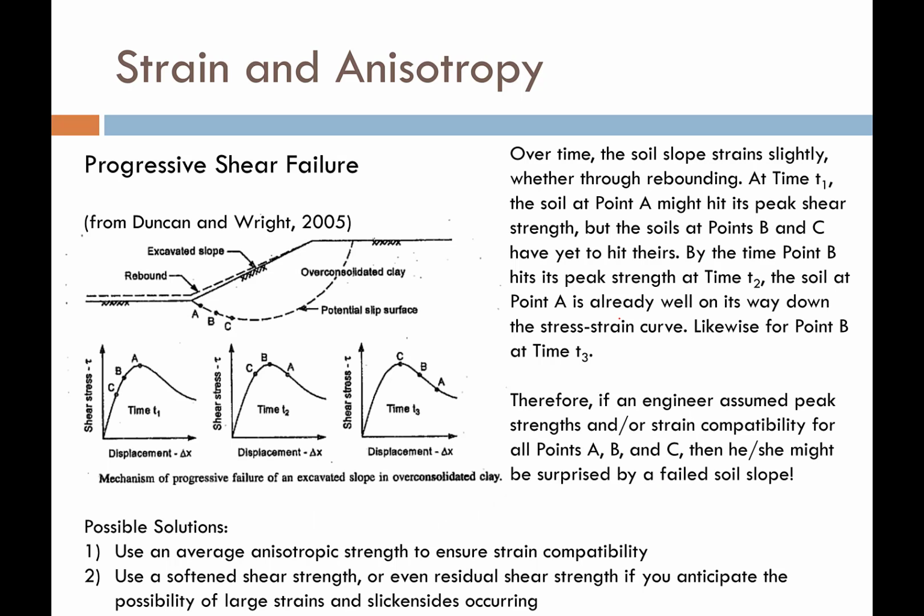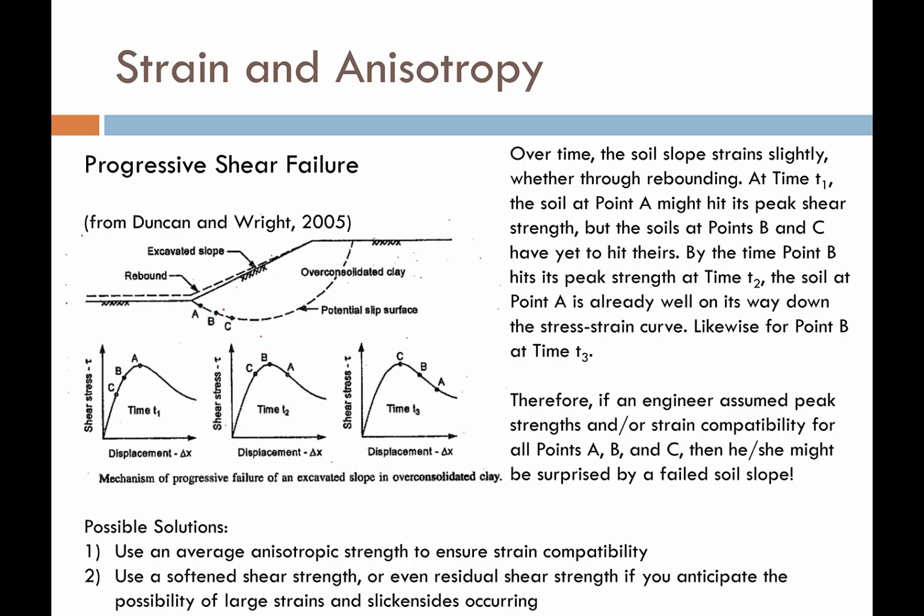So this figure from Duncan and Wright is a really good demonstration of it. Now imagine we have 3 points, A, B, and C, along the bottom surface of this slope, okay? And the slope is experiencing rebound, so it's wanting to strain and come out. So say we made an excavation. As the soil begins to strain and experience displacement, point A right there is going to peak before point B does, because it's going to rebound near the ground surface before it rebounds at point B.